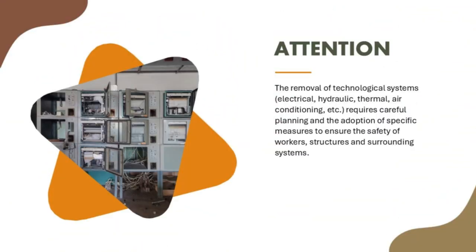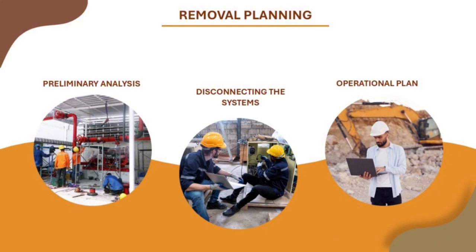The removal of technological systems, electrical, hydraulic, thermal, air conditioning, etc., requires careful planning and the adoption of specific measures to ensure the safety of workers, structures, and surrounding systems. Removal planning. Preliminary analysis. Conduct an inspection to identify the path of the systems to be removed and identify critical points, e.g. joints, crossings, fittings.